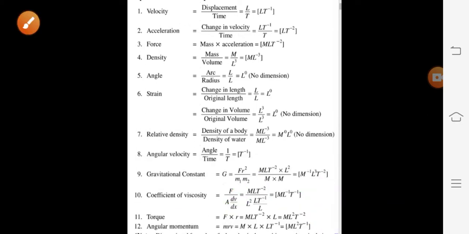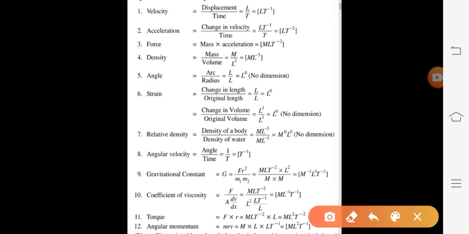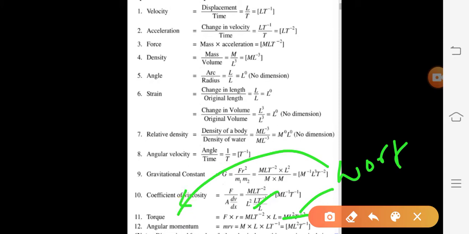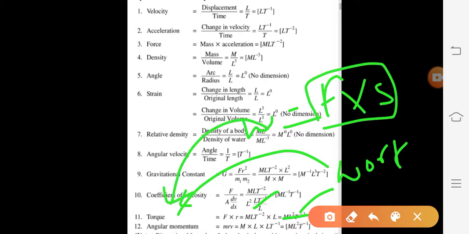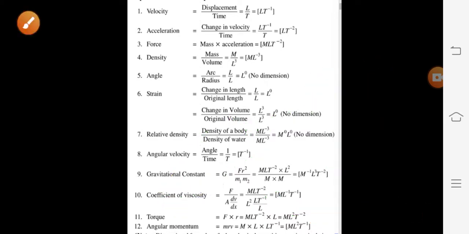Torque is force into distance. We know the dimension of force, MLT minus 2, multiplied by length equals ML2 T minus 2. This is the same as the dimension of work. Work has the same dimension as torque. You can check in your notebook. What is work? Work is also force into distance, that's why work and torque have the same dimension. Okay, angular momentum: mass into radius into velocity, M L LT minus 1, ML2 T minus 1.